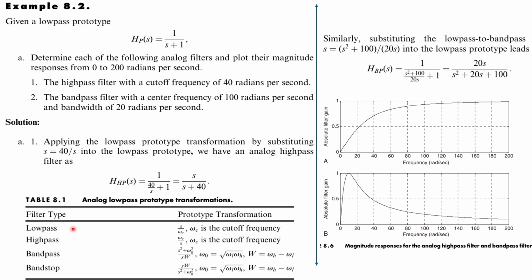Here is the summary. In order to get the value of low pass, here now the prototype is there. What to do? Replace s with s by omega c. For high pass, replace omega c by s, same equation. So this is the prototype, right? And for band pass, you have to replace s with (s square plus omega naught square) divided by s omega. Similarly for band stop. Replace all these values in order to get the band pass filter, high pass filter, whatever type of filter you want to design.